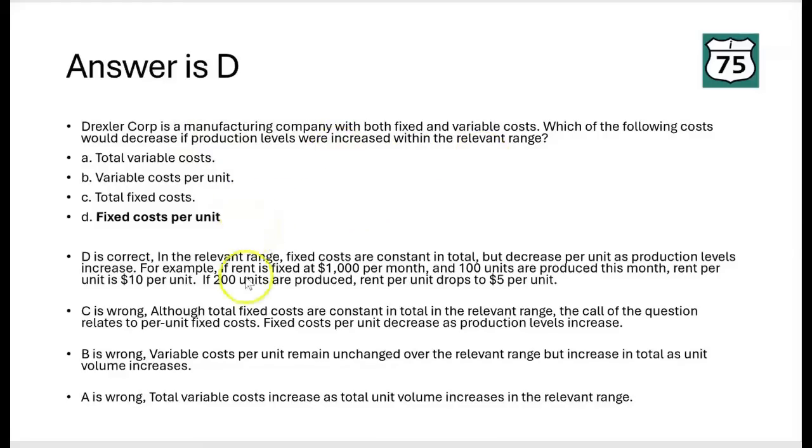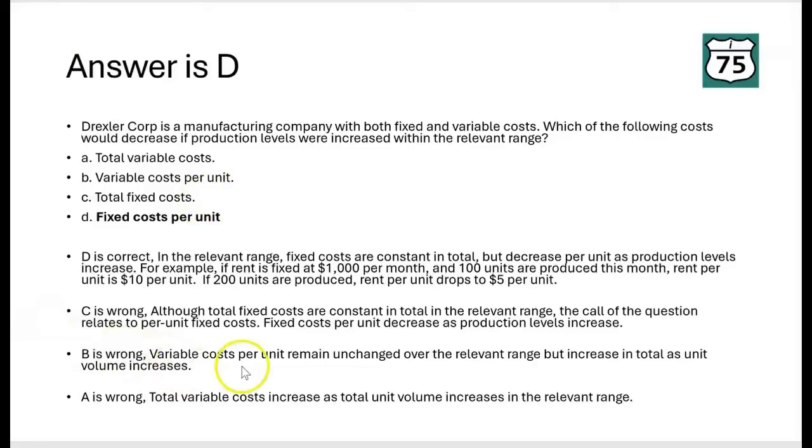Why is C wrong? Total fixed costs, they're constant in total. The call of the question relates to per unit fixed costs. Fixed costs per unit decrease as production levels increase. You can produce as many units as you want. The total fixed cost, the total rent for the month, will still be $1,000.